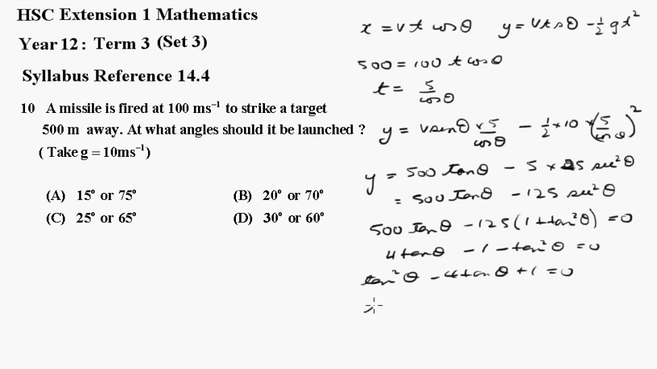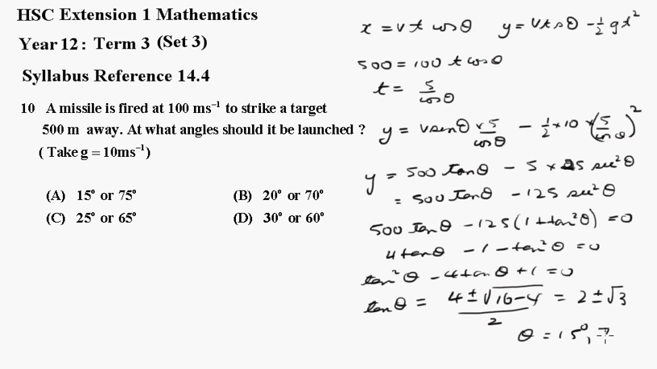This is a quadratic, so tan theta is equal to minus b, which is 4, plus or minus square root of 4 squared, 16 minus 4, all over 2, which is 2 plus or minus root 3. And when you look that up on your calculator, you get that theta is equal to 15 or 75 degrees, 2 plus root 3 being the 75, 2 minus root 3 being the 15, which is going to give me 8.